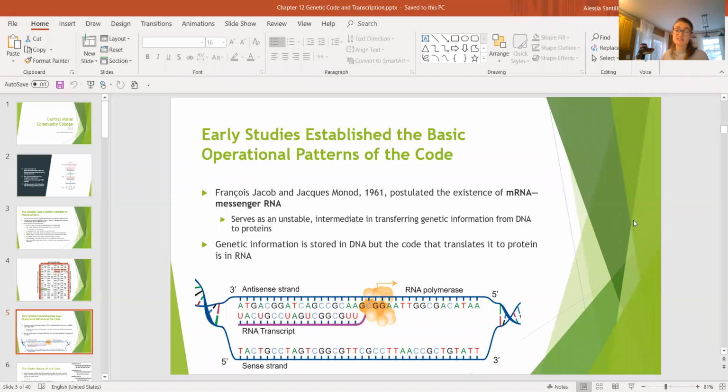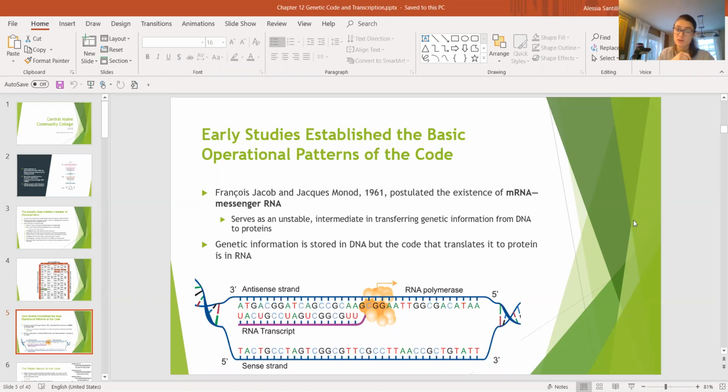Now we'll actually see how the genetic code was established. They had to figure out a lot of things. First off, they had to figure out that we went from DNA to an intermediate like mRNA and then to proteins. Initially, they thought that DNA was expressed directly into protein, and obviously that's not the case. So they realized that there was something in the middle that had to happen.